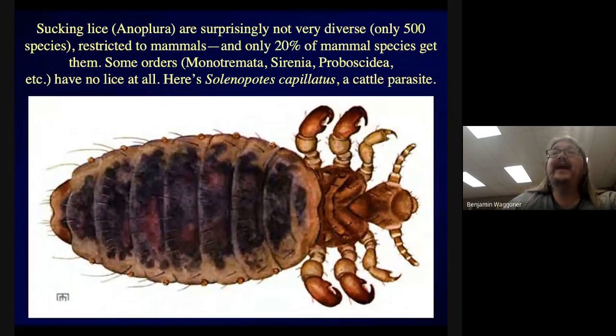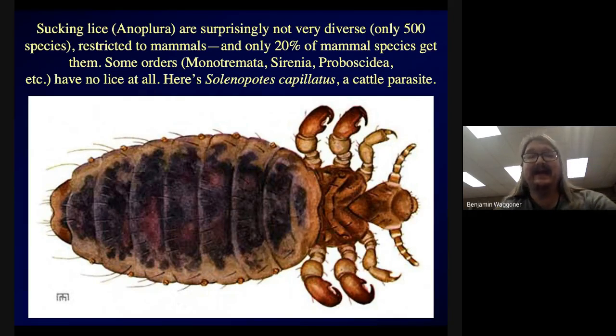Oddly enough, sucking lice are not all that diverse. There's only about 500 species known. They only live on mammals, and in fact, they only live on 20% of mammal species. There are no sucking lice on elephants. There are no sucking lice on monotremes. That's the platypus and the echidna. There are no sucking lice on manatees.